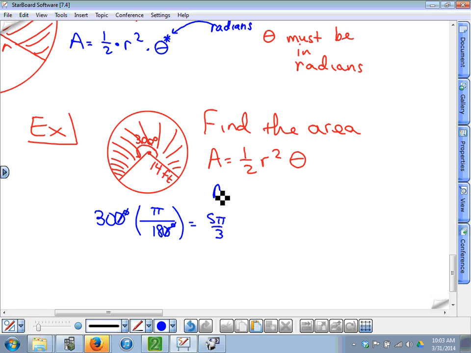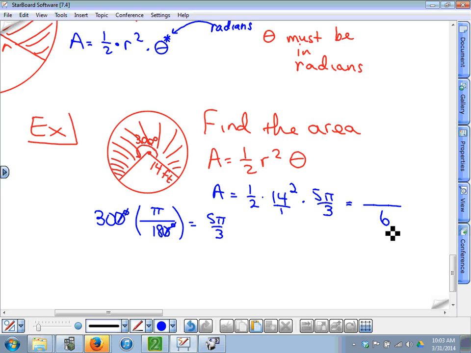Now we use the formula. Area is equal to 1/2 times the radius, which is 14, so 14 squared, times 5 pi over 3. And you multiply everything straight across. This really is a fraction: 14 squared is the same as 14 squared over 1. Multiply everything straight across, top to top, bottom to bottom. Let's start on the bottom, that's the easier one here: 1 times 2 times 3.